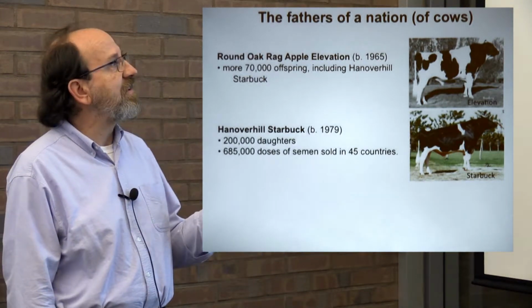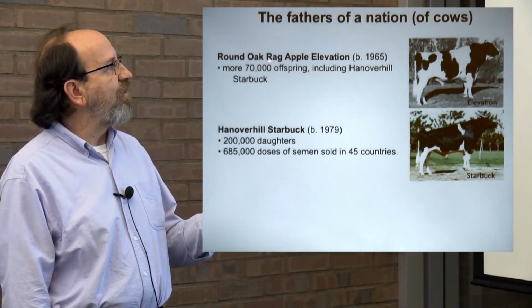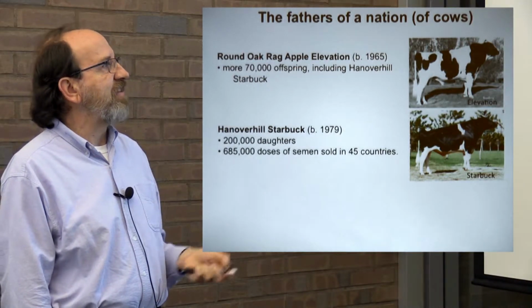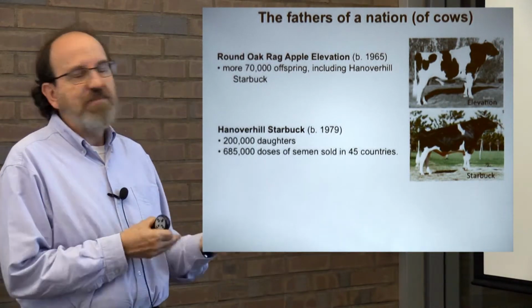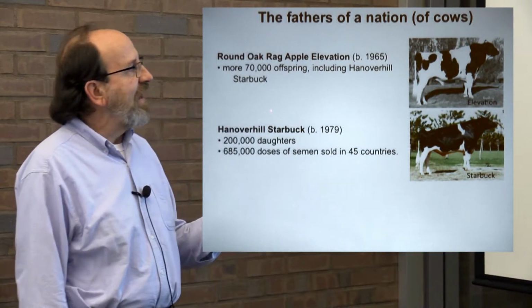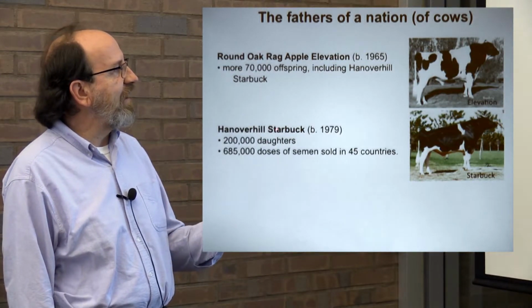So here are some examples. Here are 2 very important bulls, Round Oak Rag Apple Elevation. And he had 70,000 offspring because his semen was diluted and then sent around the world. Whoever wanted to pay for it could get it. And one of his sons was a bull named Hanover Hill Starbuck.